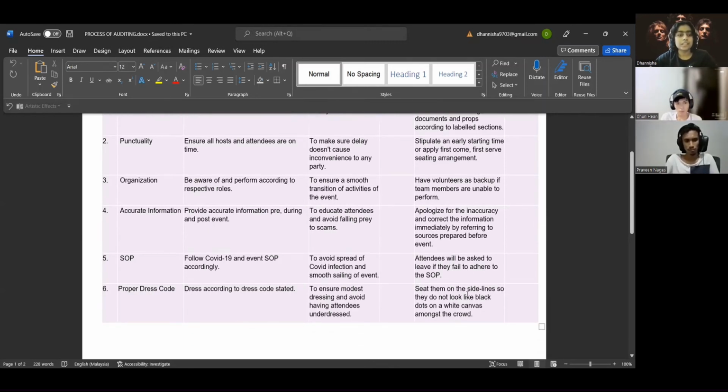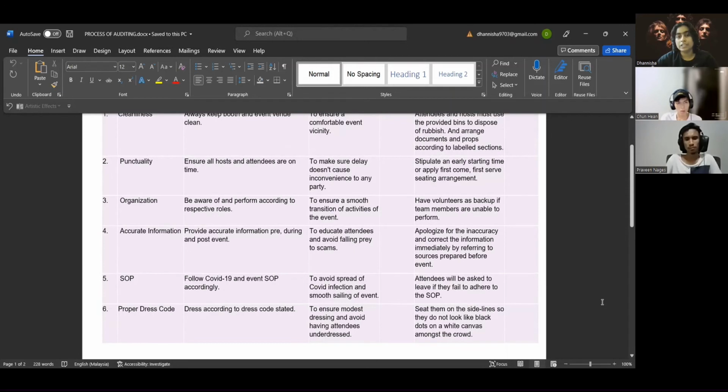The sixth deliverable is proper dress code. This is so hosts and attendees dress according to the dress code stated. This is to ensure modest dressing and avoid having attendees underdressed. Like you don't want to be wearing a t-shirt and flip-flops to an event like this.